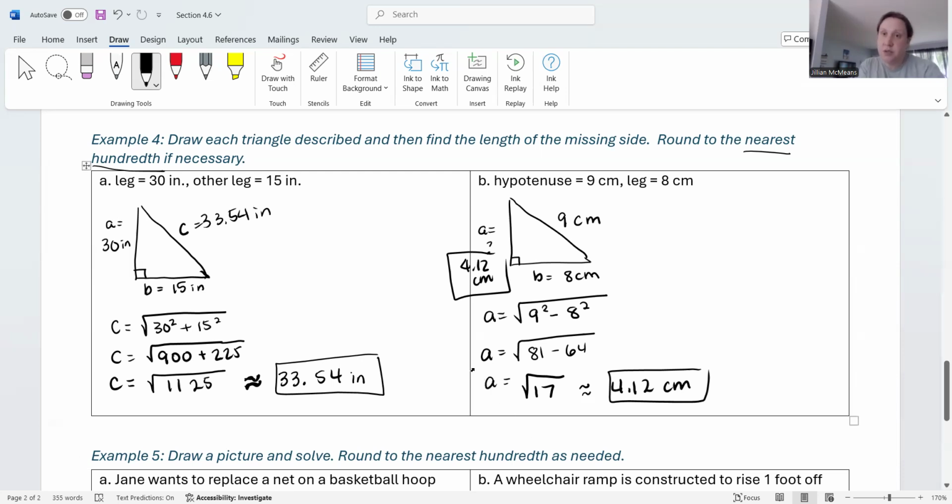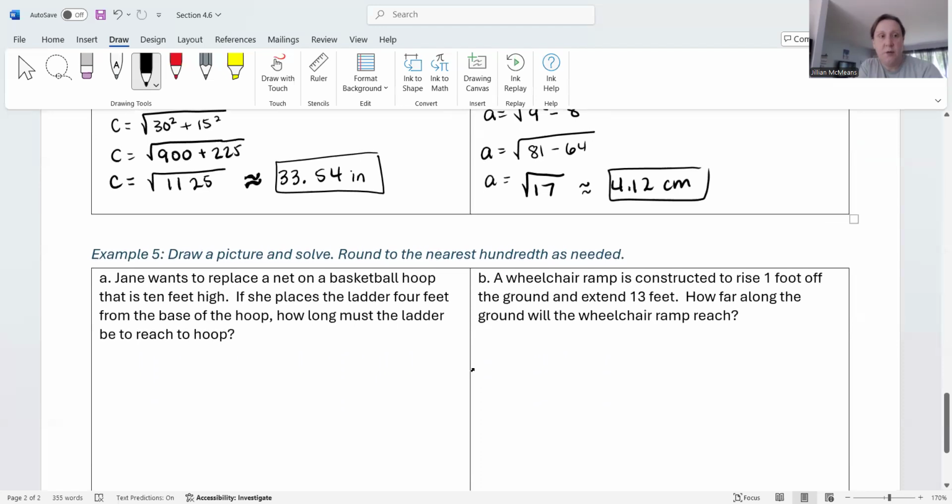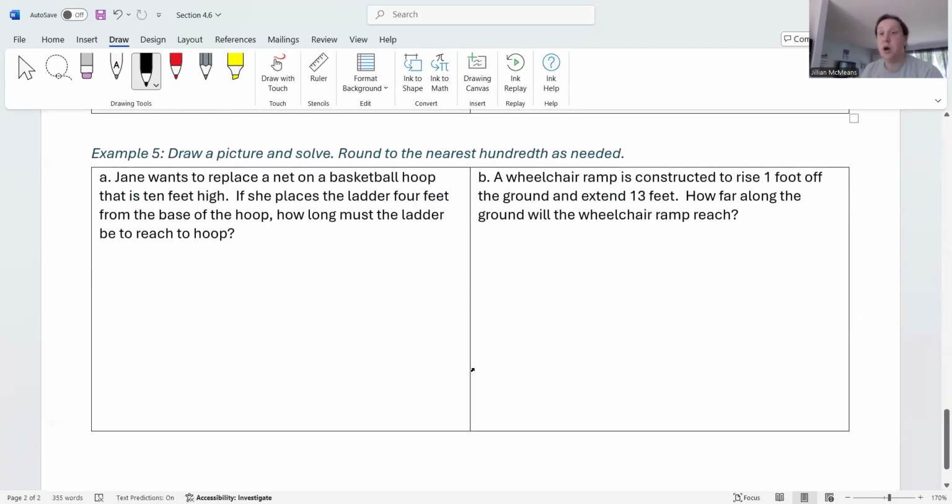There are loads and loads of real world examples where you can use the Pythagorean theorem. So I've got 2 of them down here. So let's go ahead and do these 2 in this video. It'll just be a little bit of a longer video. So example 5 says, draw a picture and solve. A lot of times when you're dealing with problems like this, if you can draw a quick picture, it helps you understand where the different pieces go. Okay? And then we're going to round to the nearest hundredth as needed.